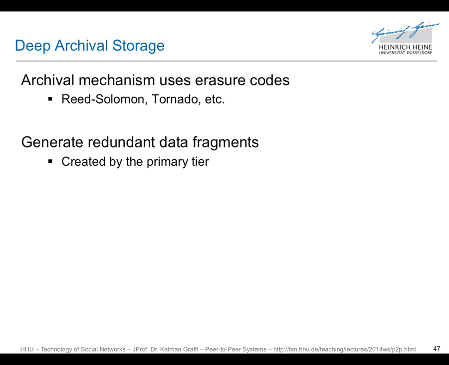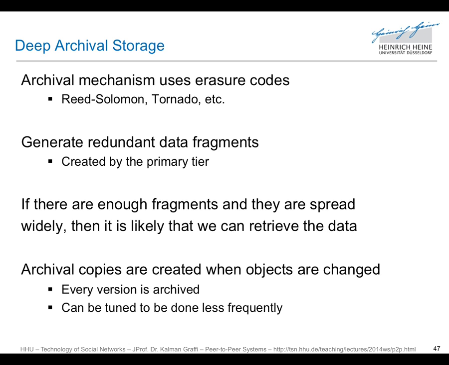And the second type of data archival is this deep archival with erasure codes. There are different ones on how to use it. They generate these data fragments. It's created by the primary tier, and it's distributed among the secondary tiers. And like we saw with the erasure codes, you just need a specific number of blocks out of this many blocks to recreate it, and this is very space efficient.